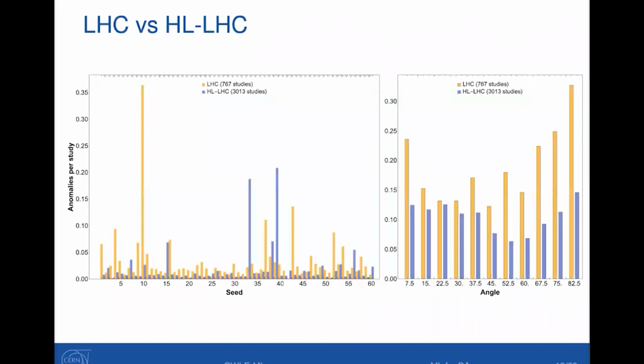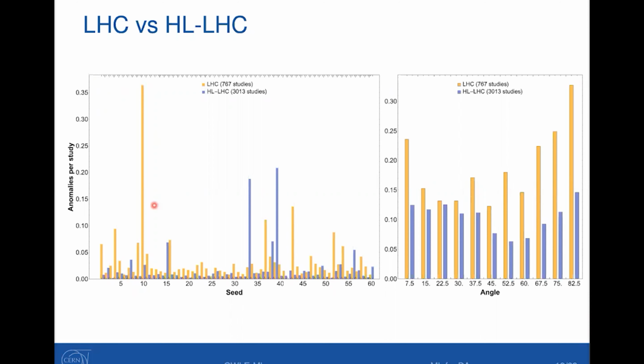So what I'm showing here is our algorithm applied on all the studies I had available last year, some 4,000 studies, split between the studies for the LHC and studies for the high luminosity upgrade. And we clearly see that there is a bad seed here at seed 10. And that seed 10 has, on average, 1 out of 3 anomalies per study, which is, I would say, rather high. So out of 3 studies, 1 of them will have an anomaly.